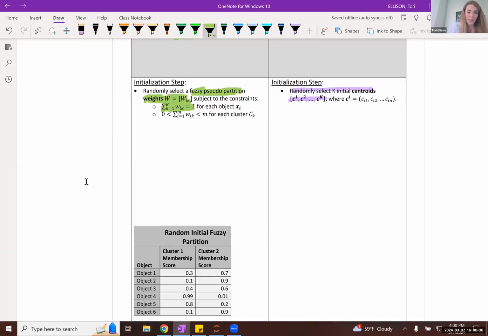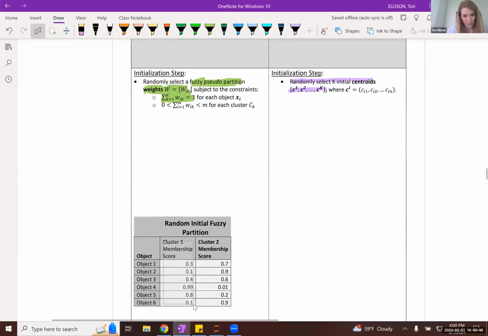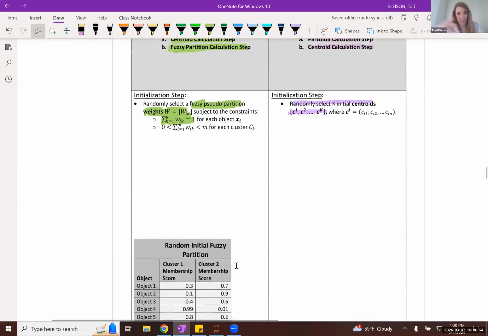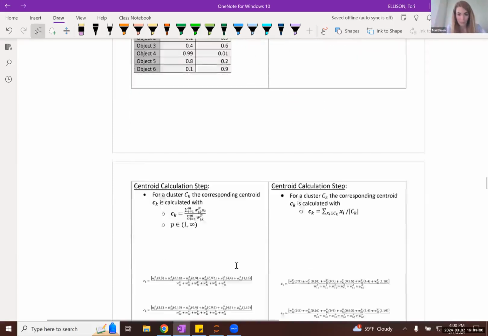In other words, the sum of each row should add to 1. So these should be probability distributions. And each of these columns has to be between 0 and the number of observations in the data set. Okay, it's a slight distinction. We're starting off by randomly initializing the fuzzy clustering membership matrix.